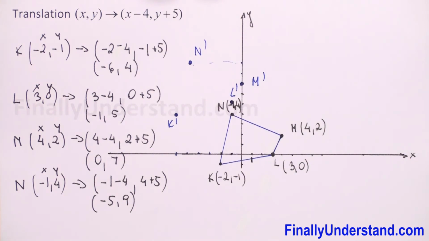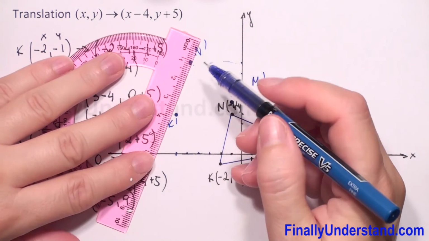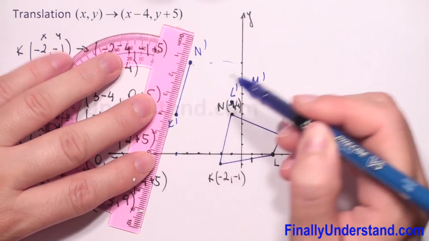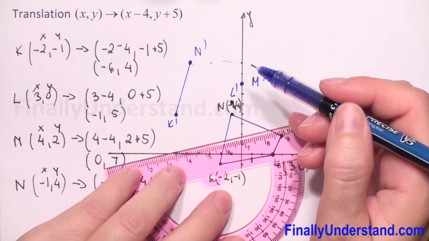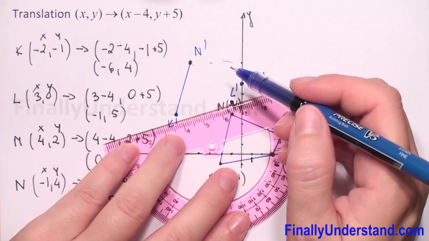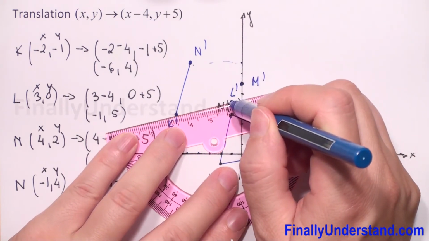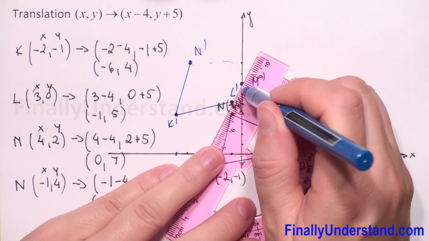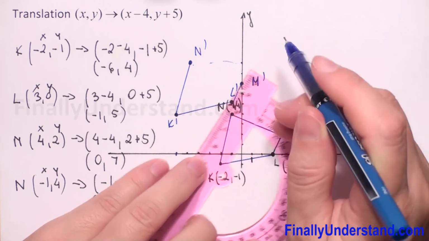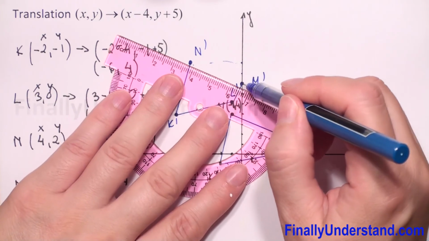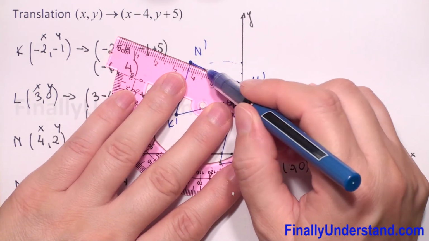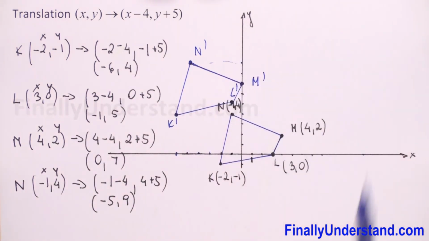Now we can connect these 4 points: N prime with K prime, K prime with L prime, L prime with M prime, and M prime with N prime. We see that our quadrilateral is the same.